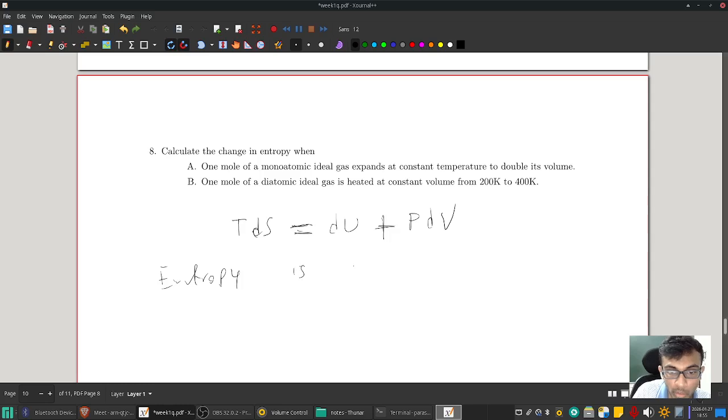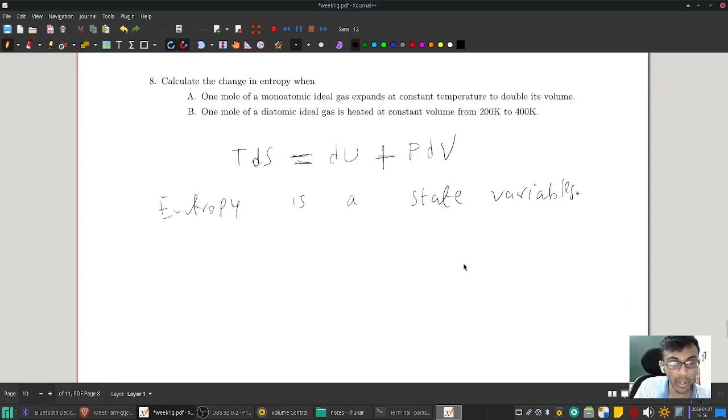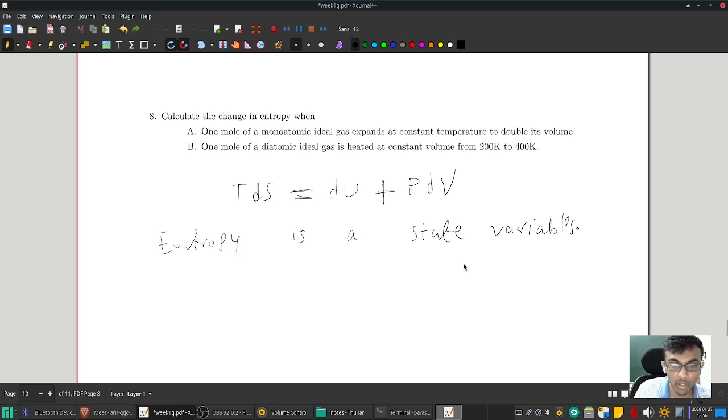So entropy is a state variable. So we need not know the path taken between the two states to be able to calculate the change in entropy. Notice that in the question, nothing about the process being reversible or not is given because it's not required. Whether the process is reversible or irreversible, the change in entropy can be calculated making use of this equation.